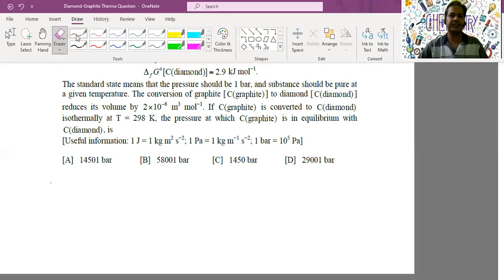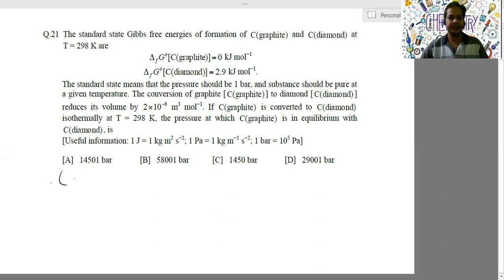This is a question for JEE Advanced 2017 paper 2.